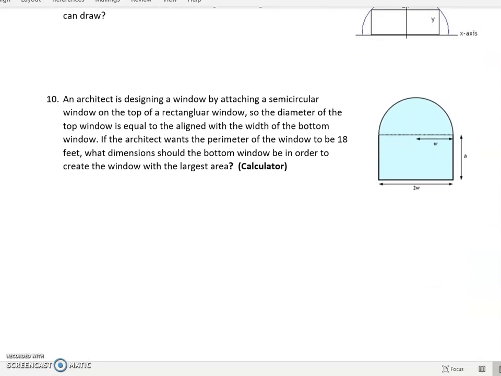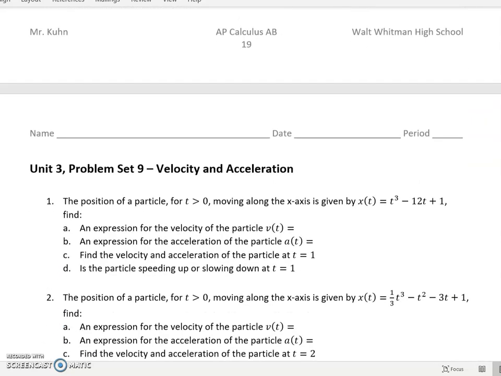For this, the window one down here, that did get some of you guys. It was a calculator problem. I honestly think that you can handle it. If you want to, I know I've gone over it in class. You can check back and look in your notes.